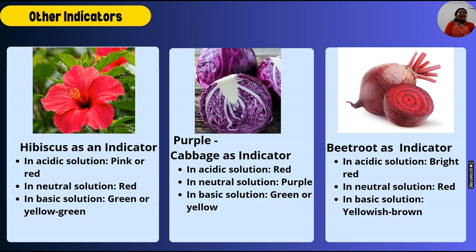The second indicator is purple cabbage. In the same way, in the acidic solution it will change to red, in the neutral solution it will remain unchanged, purple in color, and in basic solution it will change to green or yellow. And for beetroot as an indicator, in acidic solution it will be bright red, in neutral solution it will be red, no change in color, and in basic solution it will turn yellowish brown. This way we will understand which one is acidic, which one is basic, and which one is neutral solution.